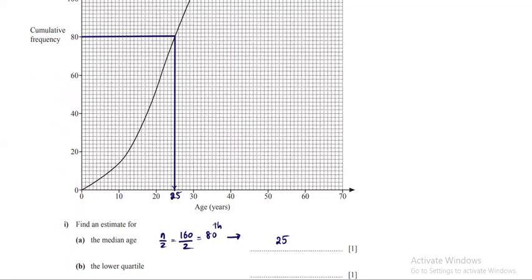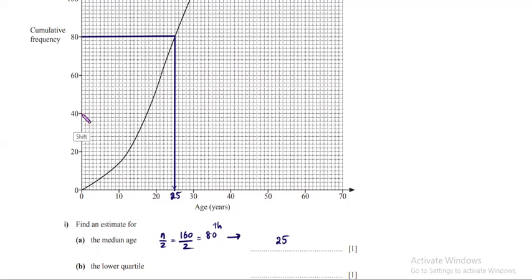So the lower quartile is the median for the lower values. That means these are the values that we have before the median. So you need to find the mid value for that, the value in the middle of those scores. So that is 0 to 80. So in the middle, we have 40.